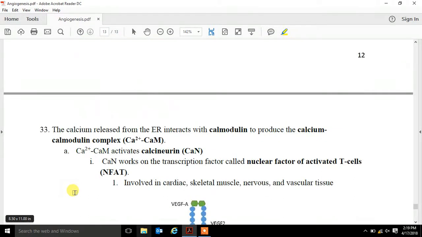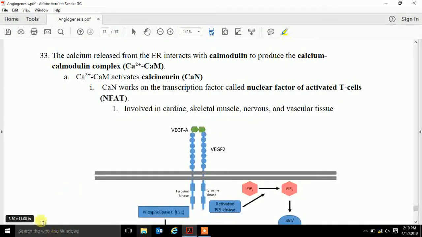The last pathway that's going to go with VEGF deals with calcium. So that calcium that was released interacts with calmodulin and gives us the calcium-calmodulin complex. Again, pathways that we've already introduced you to, now we're putting them into practice. So calcium interacts with calmodulin. We get our calcium-calmodulin complex, which activates calcineurin.